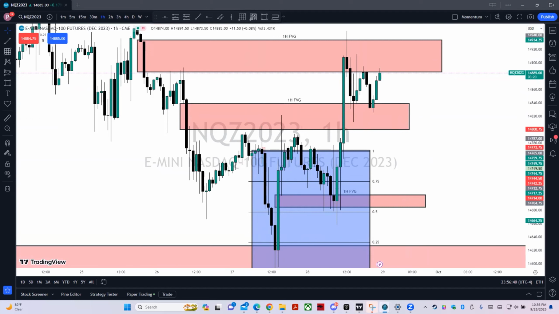So this is our indicator. We don't need RSI. We don't need MACD. We don't need VWAP. We don't need none of that. This is our indicator. This is what is going to tell us what to do. Our fair value gaps, our liquidity voids, our order blocks.